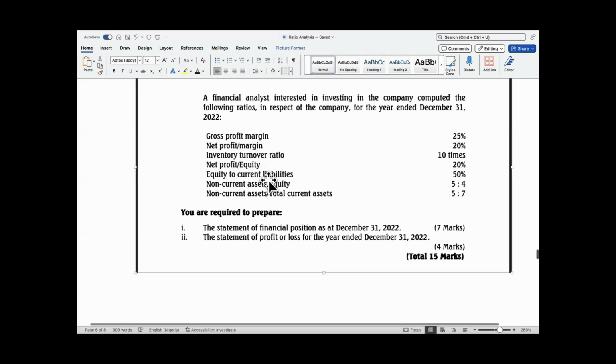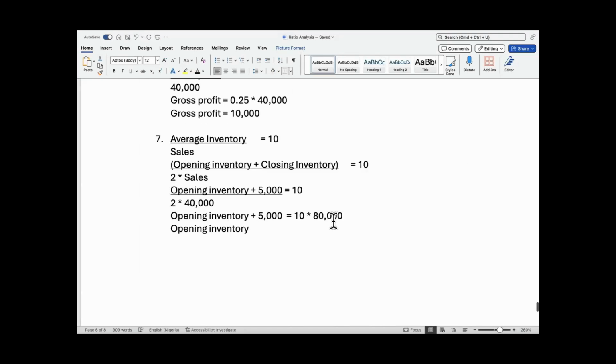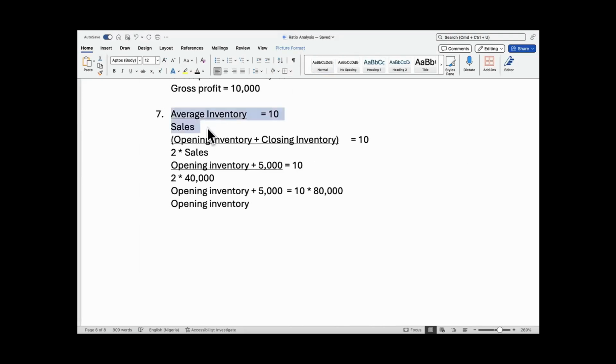Okay, I used the wrong formula. Inventory turnover ratio is 10 times. So I used inventory turnover period. That's the formula that I used there. This is the formula for inventory turnover period. So if that's the case, they cannot give me this as 10 times. They'll probably give me this as 10 days. So inventory turnover ratio in that case will be the reciprocal of this, okay?